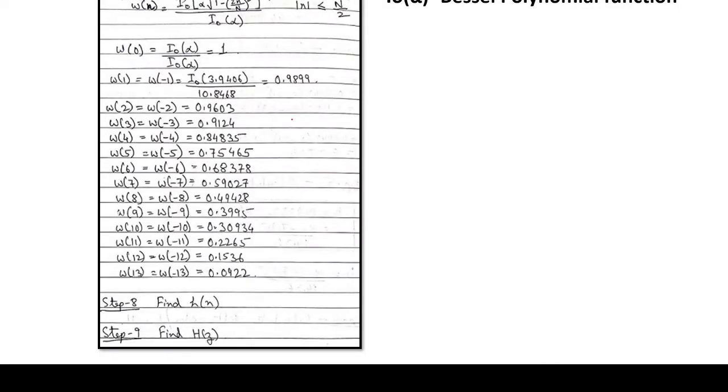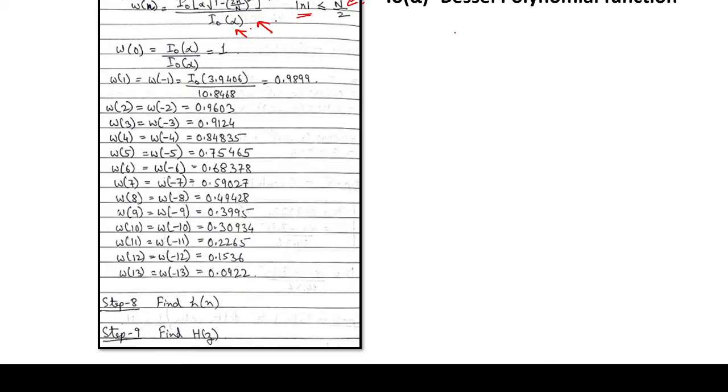Now once you have done this, we have to calculate the window sequence. The window sequence is w[n] equals I0 of alpha times the square root of 1 minus (2n by capital N) whole square, divided by I0 of alpha. Alpha we have already calculated. n should be less than or equal to N by 2 if the length is odd, because then this N would be even, so we will be having that value N by 2. So we can use this equation easily.